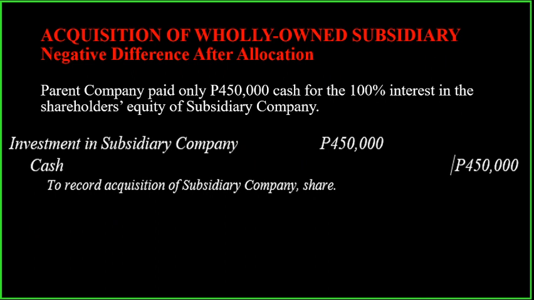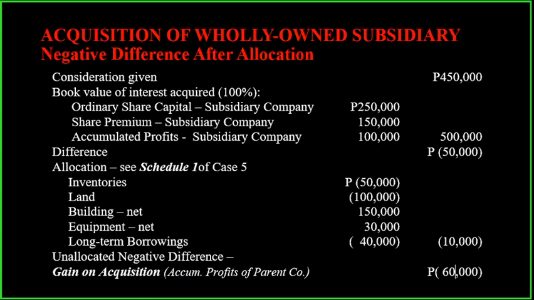What if there is a negative difference? Okay. So, acquisition cost, 450. The journal entry will be debit investment 450 and credit cash 450. And then, you have the following. So, this is just a continuation. Okay, so you have 450 acquisition cost. Book values of net assets acquired, still at 500.